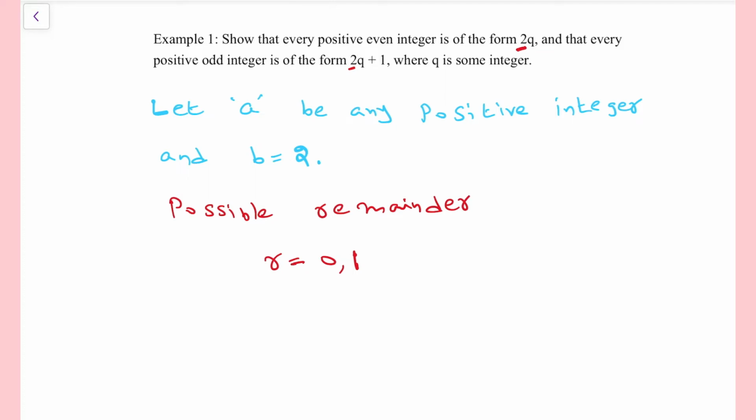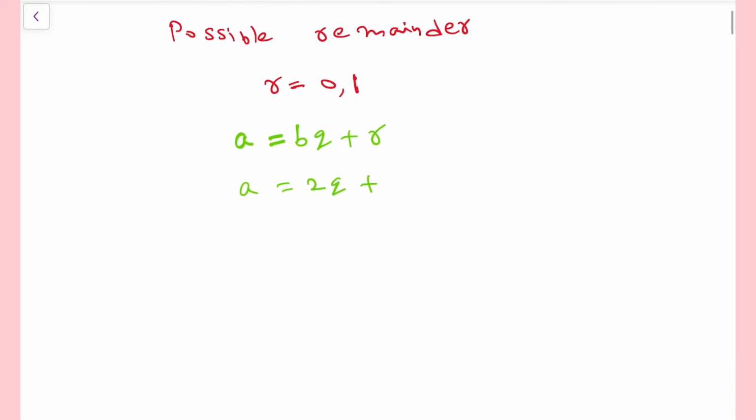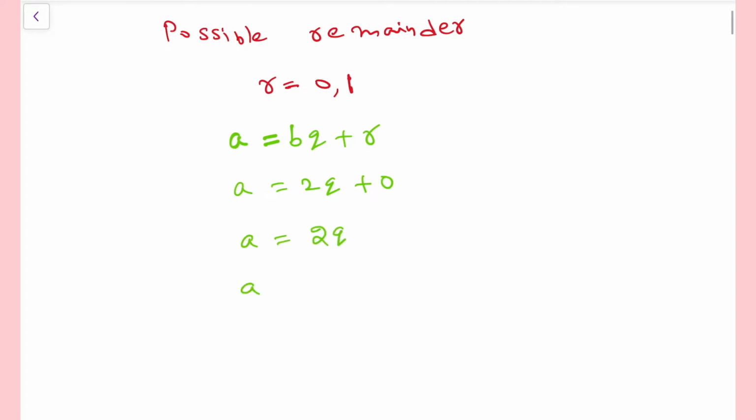Now let us write our Euclid's division formula. a equals bq plus r. a as it is, b value 2 into q plus the remainder. We have two possibilities, right? One is 0 and one is 1. First let me write 0. So what will we get then? a equals 2q plus 0, 2q. Next a equals 2q plus r, now the second remainder I am taking, that is 1. So a equals 2q plus 1.